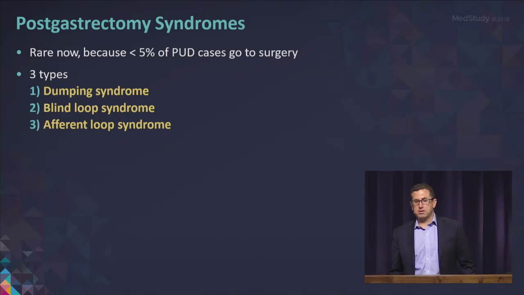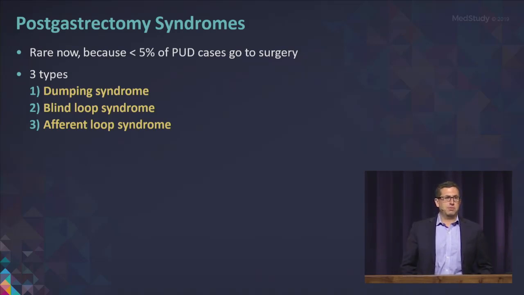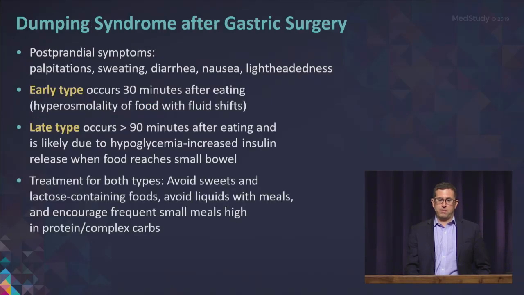Do you want to talk a little bit about some of the post-gastrectomy syndromes that we may see if patients go to surgery? Fortunately, surgery is less common now because of all the good medicine and endoscopy we have, but there are really 3 main types that you may see in clinical practice. So there's dumping syndrome, blind loop syndrome, and afferent loop syndrome.